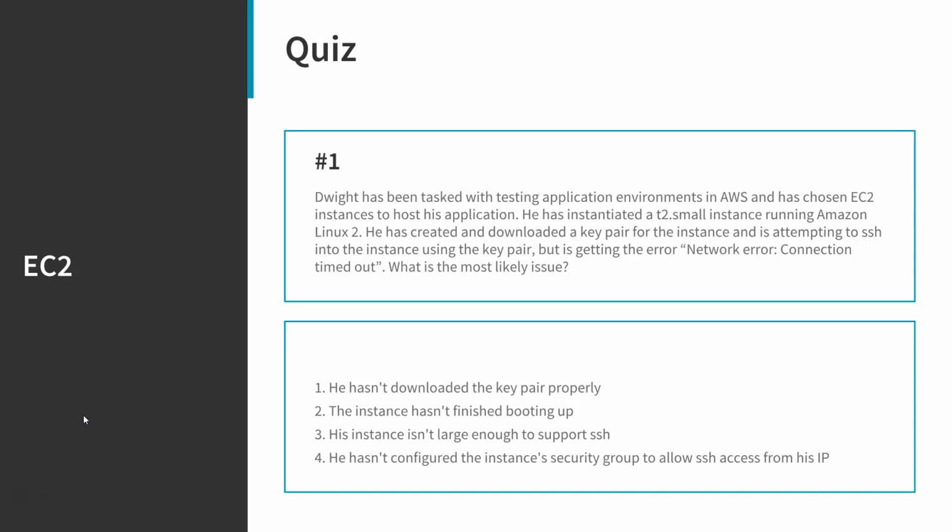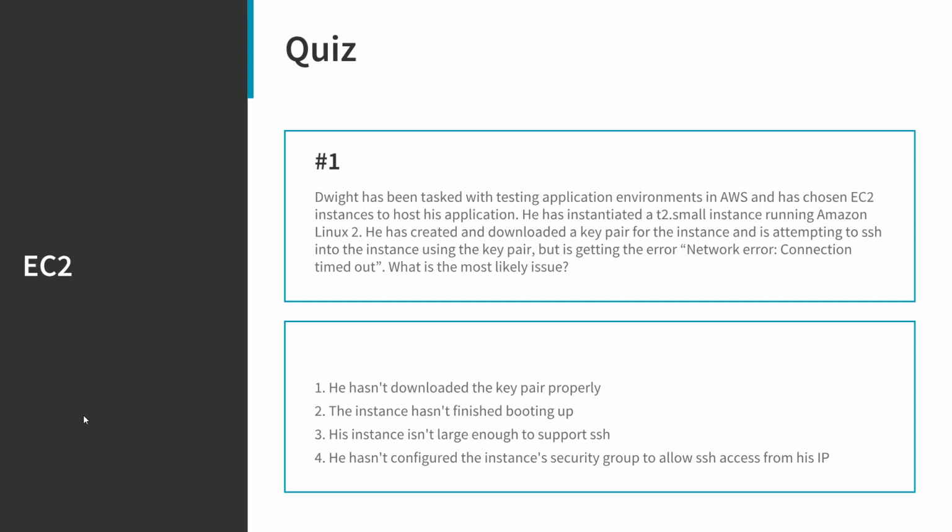Now that we've been over EC2 in a lot more detail, it's time for another guided quiz. So here's question 1. Dwight has been tasked with testing application environments in AWS and has chosen EC2 instances to host his application. He has instantiated a t2.small instance running Amazon Linux 2. He has created and downloaded a key pair for the instance and is attempting to SSH into the instance using the key pair, but is getting the error, network error, connection timed out.